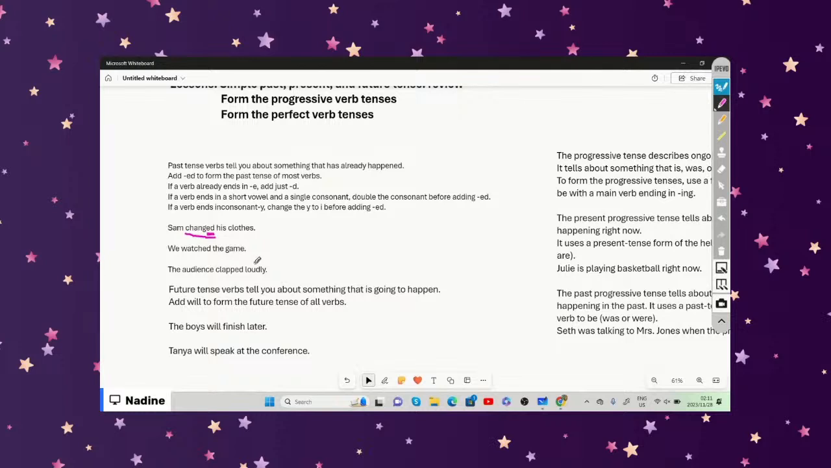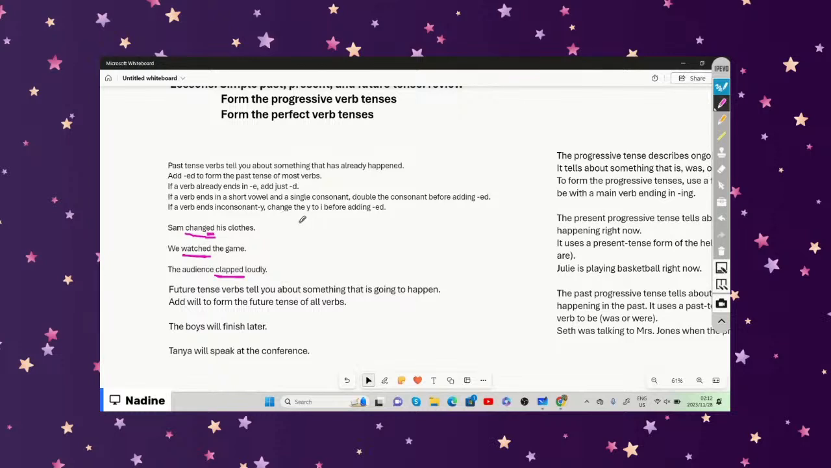We watched the game. Watched is in the past tense, and then ed was added. The audience clapped loudly, and there we have clapped, and an ed was added to that specific word also to show the verb within the past tense. So clapped, watched, and changed.